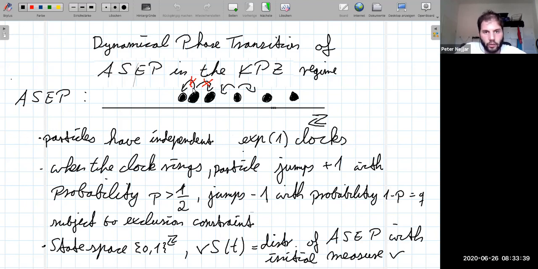As you see in this illustration, if a particle tries to jump to a position that is occupied by another particle, then that jump is simply suppressed. The state space of this continuous time Markov process is all maps from the integers to the set {0, 1}, where we think of the ones as particles and of the zeros as holes. If nu is a measure on the state space, we call P_nu the distribution of the ASEP with initial measure nu. So this is the ASEP.